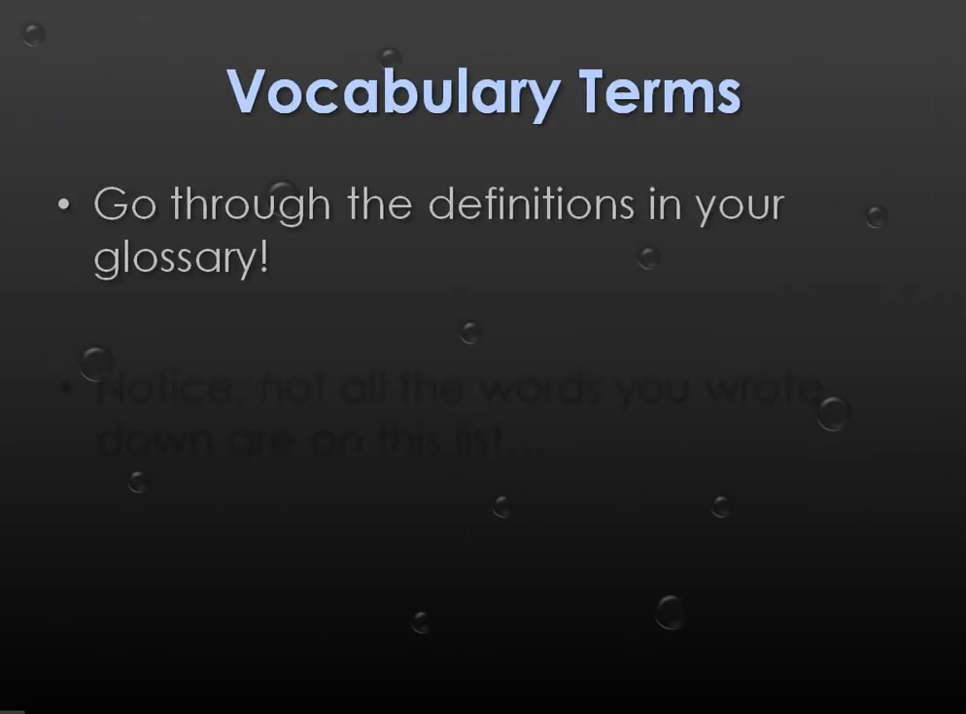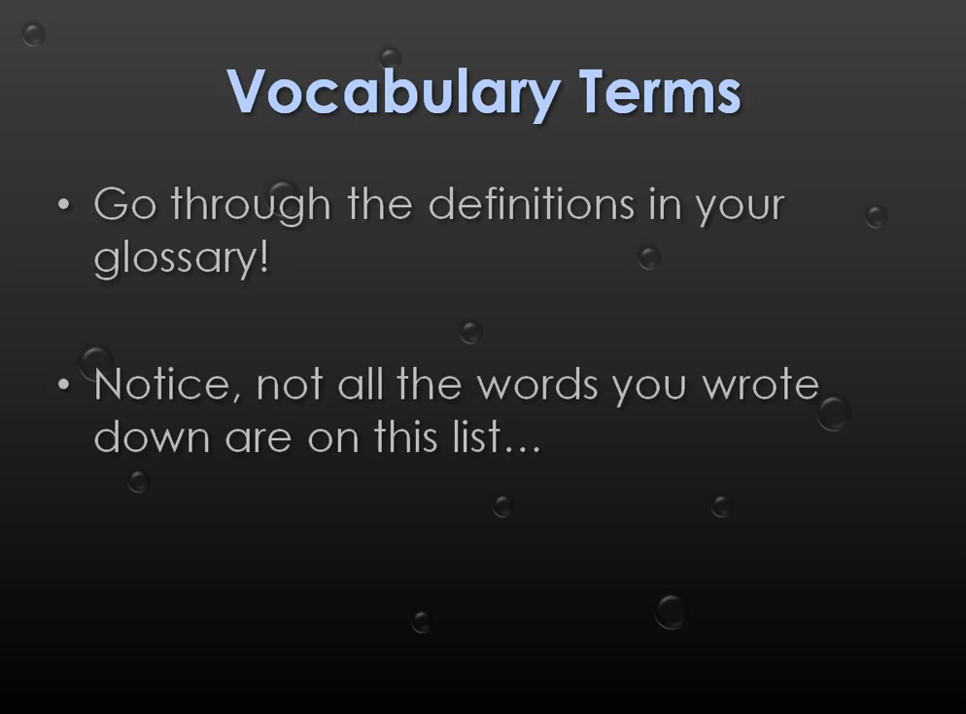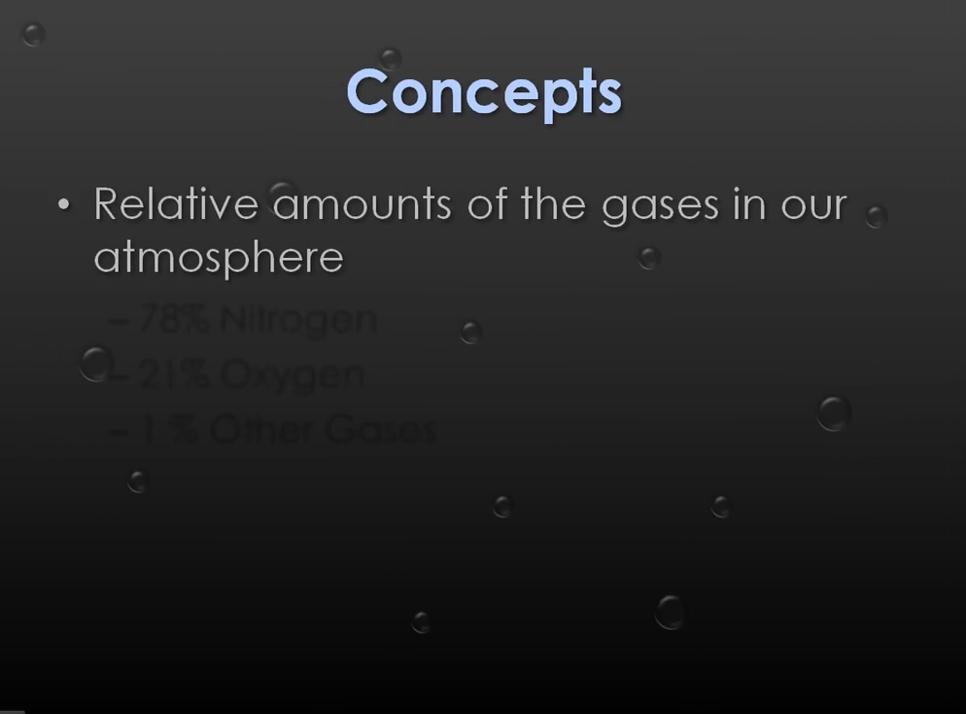The first thing I want to go over is the vocab terms. I recommend that you just go through the definitions in your glossary. You've written them all down as we've gone through them in class, so I would recommend you go through those. Do notice, though, that not all the words you wrote down are on the list on the study guide. Make sure you study the ones that are on the list a little bit more. Still good to know the other concepts, though, because they will come in handy later on.